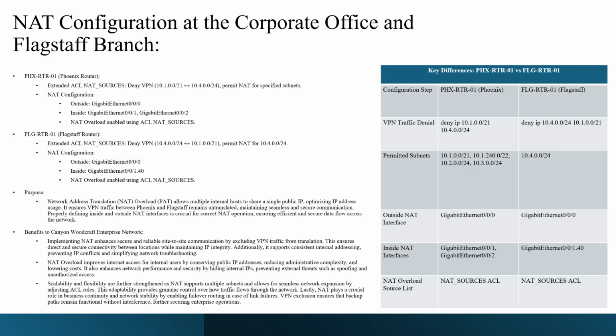What were the changes implemented for this? At PHX RTR01 and FLG RTR01 NAT configuration, both routers implement an extended ACL NAT resources to deny VPN traffic between Phoenix and Flagstaff while permitting NAT for specified subnets. NAT overload PAT is configured with inside and outside interfaces, ensuring efficient IP address usage and secure data flow.